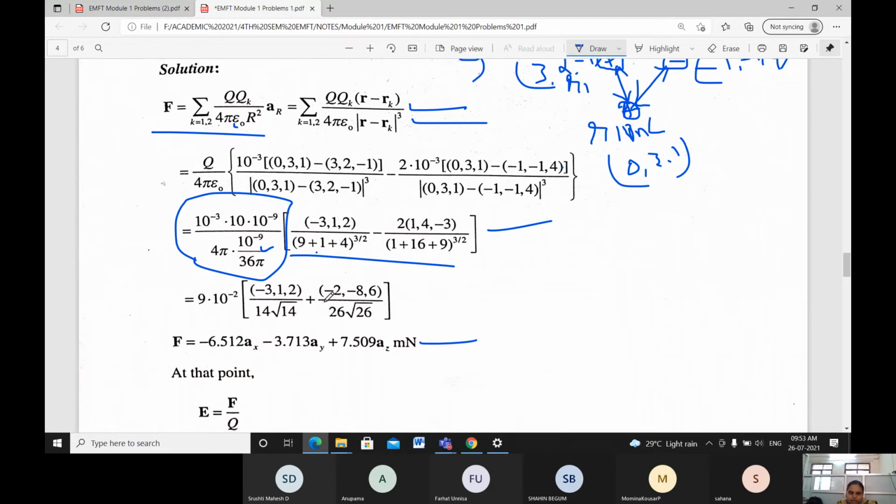Here it's given as 26 square root of 26. Observe, if the sign is changed to positive, then for each of these values, for each term, you have to multiply with 9 into 10 raised to minus 2. Then you will get the force as F equals minus 6.512 ax minus 3.713 ay plus 7.509 az millinewtons, because it's a force.